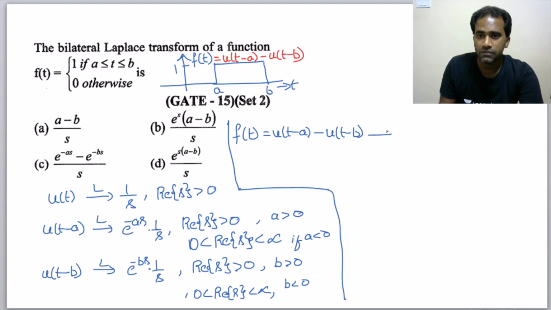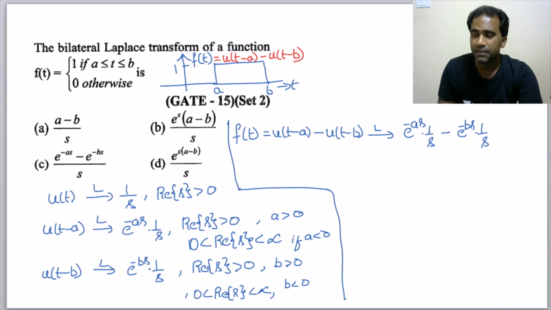The Laplace transform of u of t minus a, we know, is e power minus as into 1 by s, minus the Laplace transform of u of t minus b, which is e power minus bs into 1 by s. Here we are using the linearity property. If you know the Laplace transform of two signals, and if those two signals are added or subtracted, the corresponding Laplace transforms will also be added or subtracted.